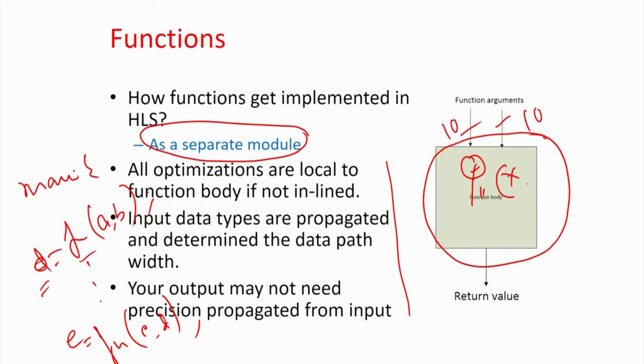If there is a multiplier in the function body, then the output will be 20 bits. So, it depends on the size of the input. Your input data width is propagated through the behavior to determine the width of the individual module.